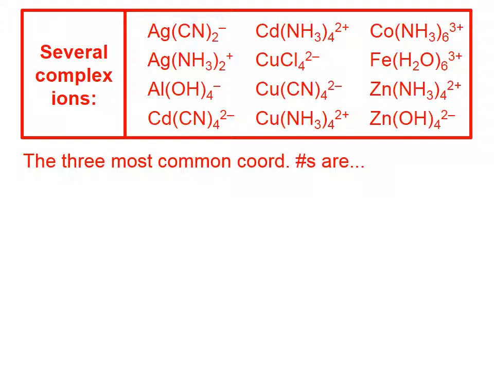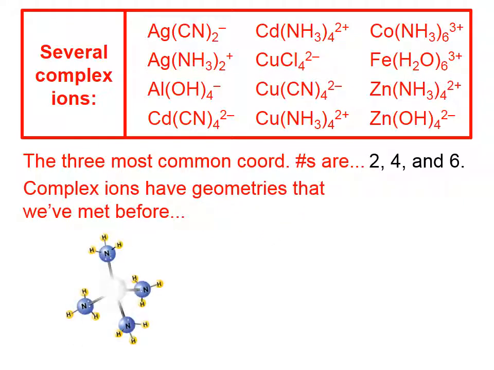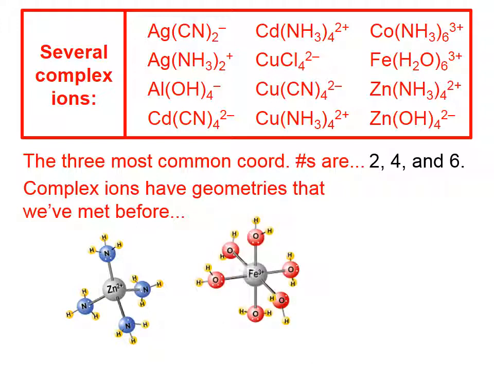There are 3 common coordination numbers, and I bet you can guess what they are just by looking at the complex ions that I've listed at the top. This first compound has a coordination number of 2, and this one has 2, and this one has 4, 4, 4, 4, 4, 4, 6, 6, 4, and 4. So the 3 most common coordination numbers are 2, 4, and 6. Complex ions have geometries that we've met before.